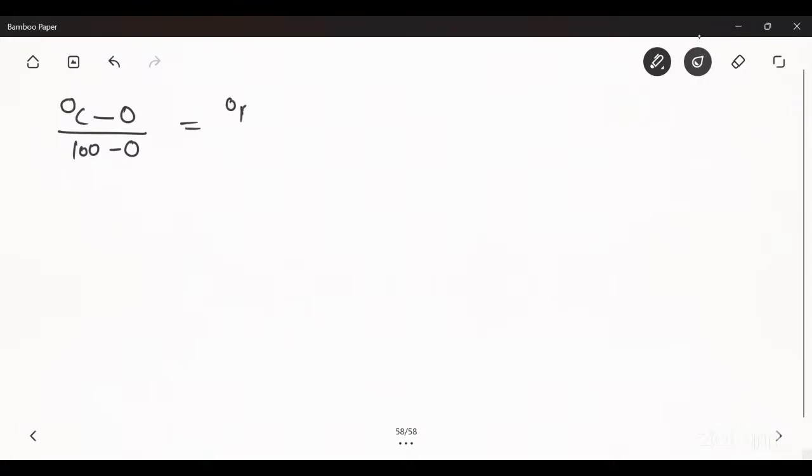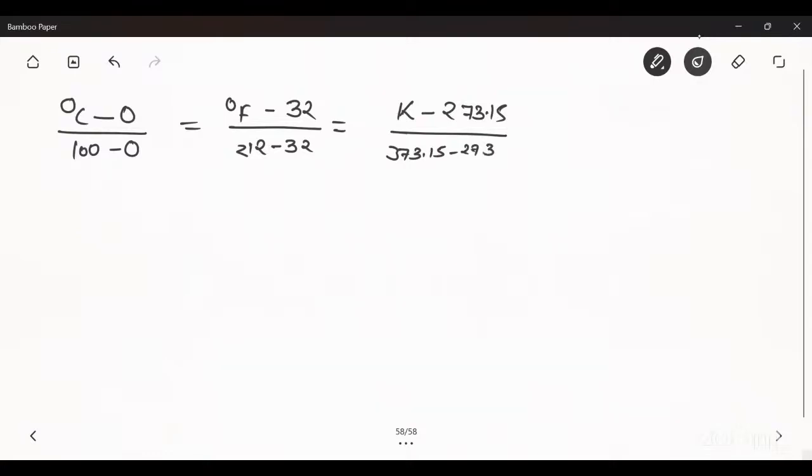Same in the Fahrenheit scale. Temperature in degree Fahrenheit minus the lower fixed point of 32, upon the upper fixed point 212 minus the lower fixed point 32. Same in the Kelvin scale: Kelvin minus the lower fixed point of 273.15, upon the upper fixed point 373.15 minus 273.15. In the Reaumur scale, the lower fixed point is 0 degree Reaumur and the upper fixed point is 80 degree Reaumur.